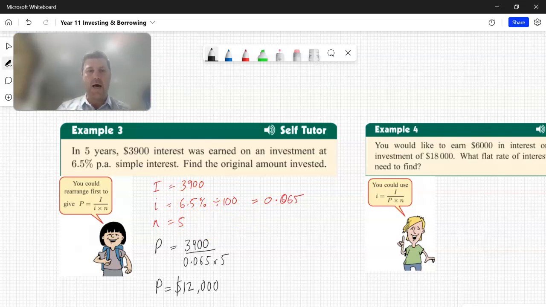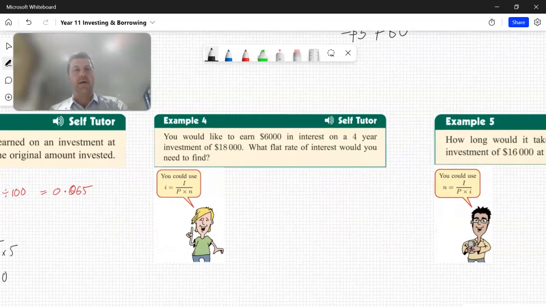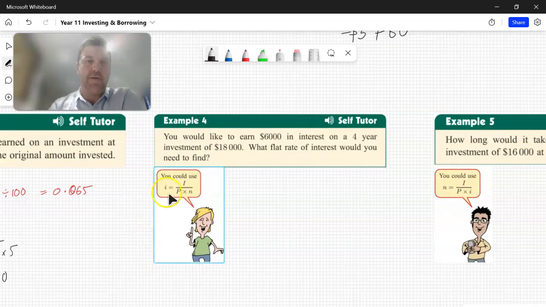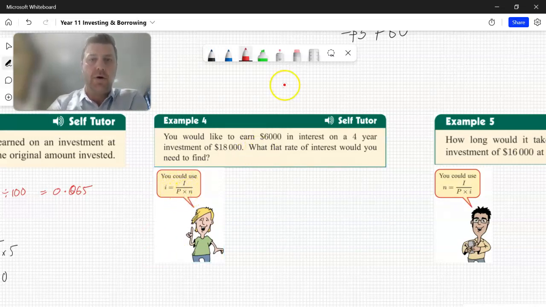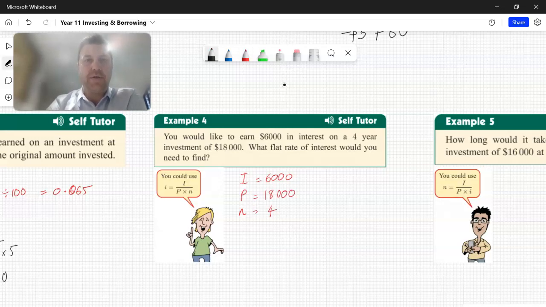Okay. Again, this time the example 4 I'm going through here, we're going to work out the interest rate given the amount of interest, the principal, and the number of years. So in this case, we know I, P, and N. The interest earned was $6,000, 4 years, and the principal, the amount of money invested, was $18,000. So go ahead and substitute those values into the formula here to work out the interest rate.